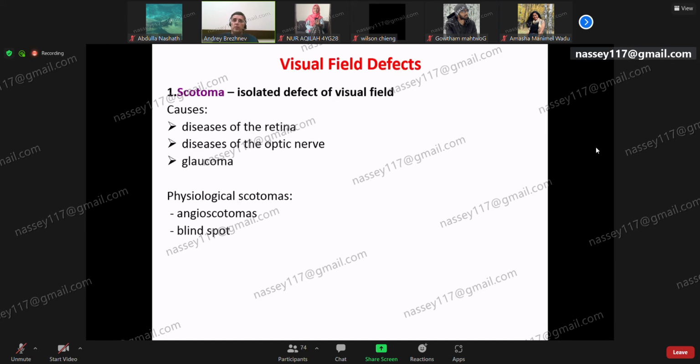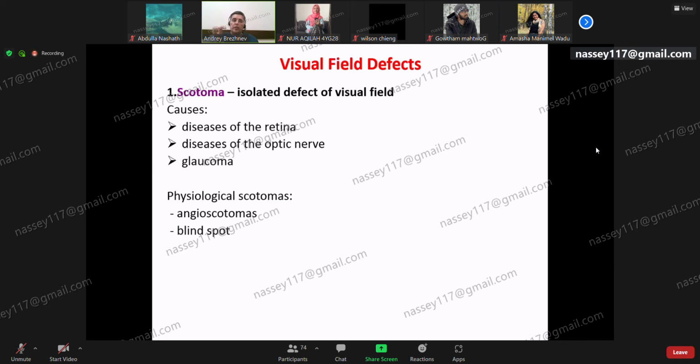And several words about the different types of defects of visual field. Let's start with the so-called scotomas. Remember that the Greek word skotos means darkness. So scotoma, if we talk about the patient's impression, is like a black spot or dot in front of his eyes. And the definition: scotoma is an isolated defect of visual field.